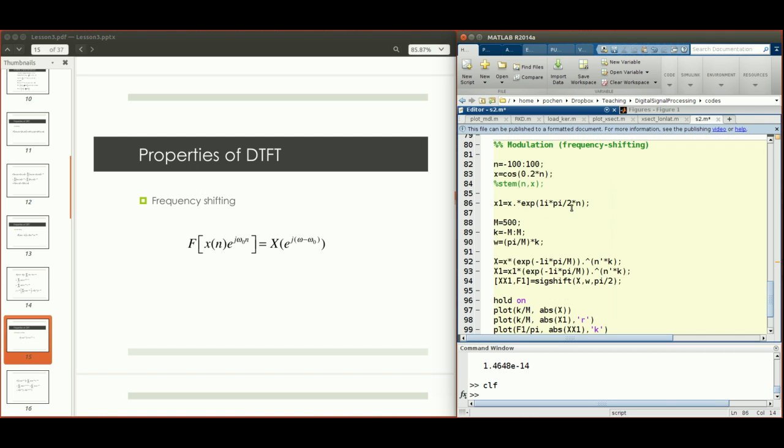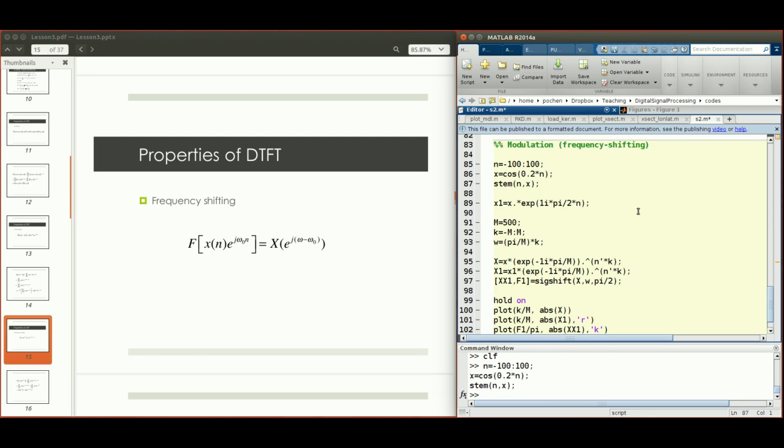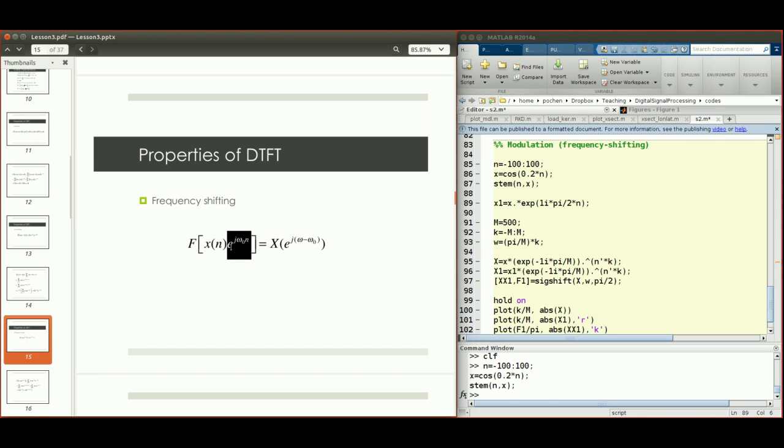So let's look at what's going to happen in this particular example. Here I'm constructing an input signal x. Here x is a cosine function with a frequency of 0.2. If you want to make a plot of this signal, let me uncomment this line. You can evaluate this selection. You can see it's a cosine signal with some kind of oscillation, and that's basically our input signal. Now let's modulate it by multiplying x with an exponential function here, e to the j omega 0 n.